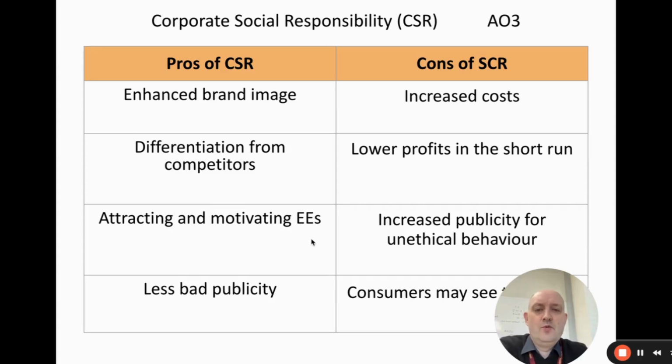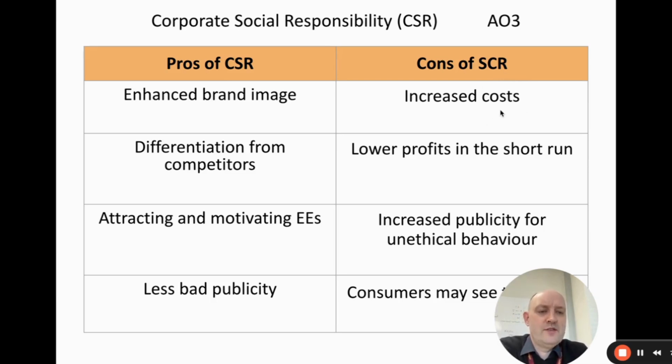For employees who want to work for ethical and environmental companies, it's a way of attracting better talent and then motivating those employees. So if you work for a company which has good ethical objectives, it may be motivating. And also less bad publicity, not necessarily, but if a business in general is very ethical, when they do have bad news, it's possible that they may have less bad publicity because in general, they're trying to make a positive difference.